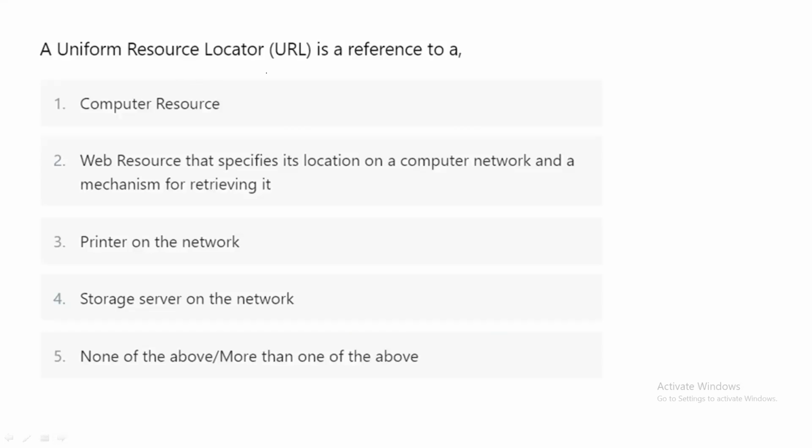A uniform resource locator, that means URL, is a reference to a web resource that specifies its location on a computer network and a mechanism for retrieving it, printer on the network, storage server on the network, or none of the above. Right. So as we all know, URL means a link, like uniform resource locator. So it will be specifying a location on a computer network and a mechanism for retrieving it. So the second option will be the correct answer over here because it specifies the location of a web resource, right? So it must be the answer for that particular question. Let's move on to the next question.